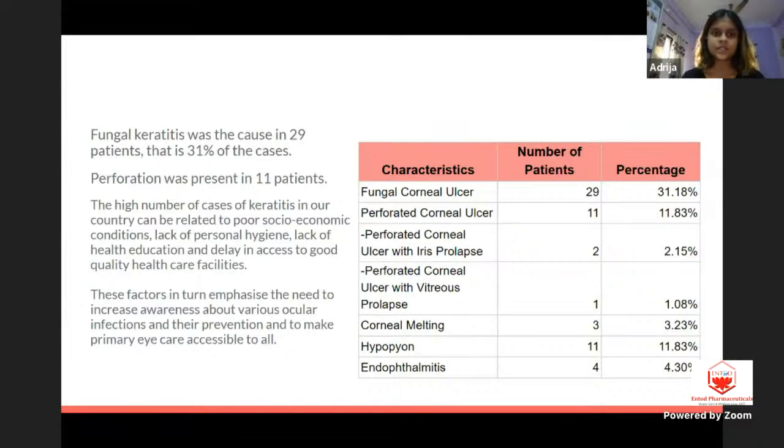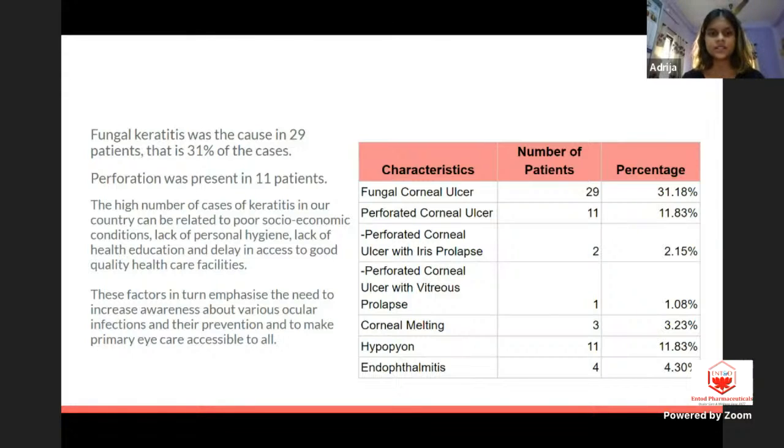Fungal keratitis was seen in 29 patients, that is about 31% of the cases, and around 11 had perforated cases, showing the extent and the delay in which they were presenting at the hospital, and hypopyon was present in 11 of them. The high number of keratitis in our country can be related to the poor socioeconomic conditions, the lack of hygiene, and the lack of education. Also, the delay in good quality healthcare facilities.